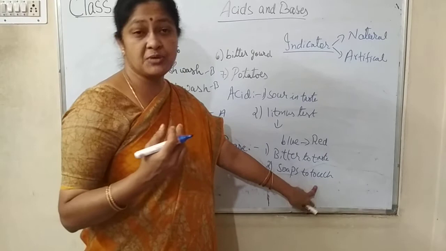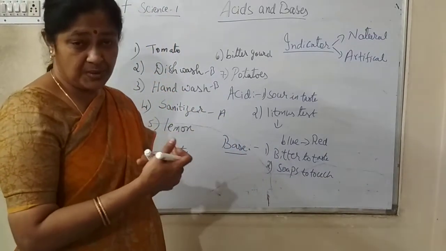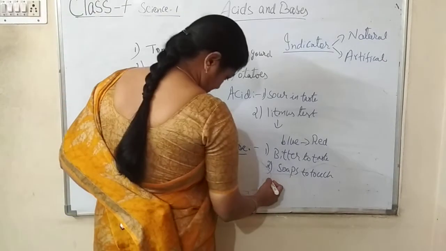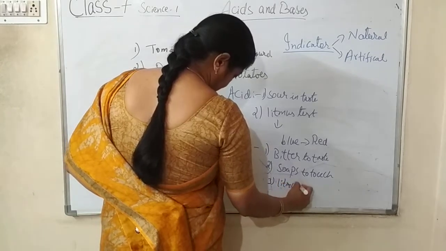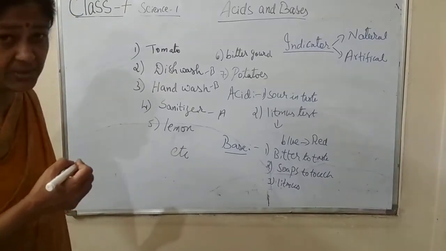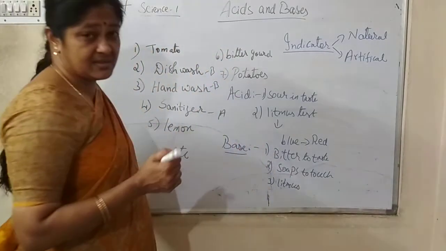Soapy to touch: if you touch them, they will be slippery. They will be soapy to touch. And they turn litmus, if you go with the litmus test. You should not taste acids. Chemical acids should not be tasted, right? Or bases also should not be tasted chemically.